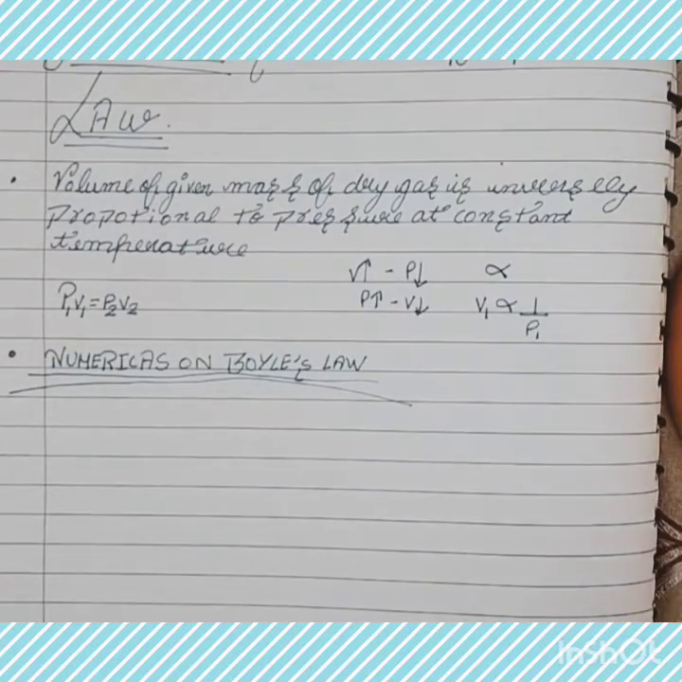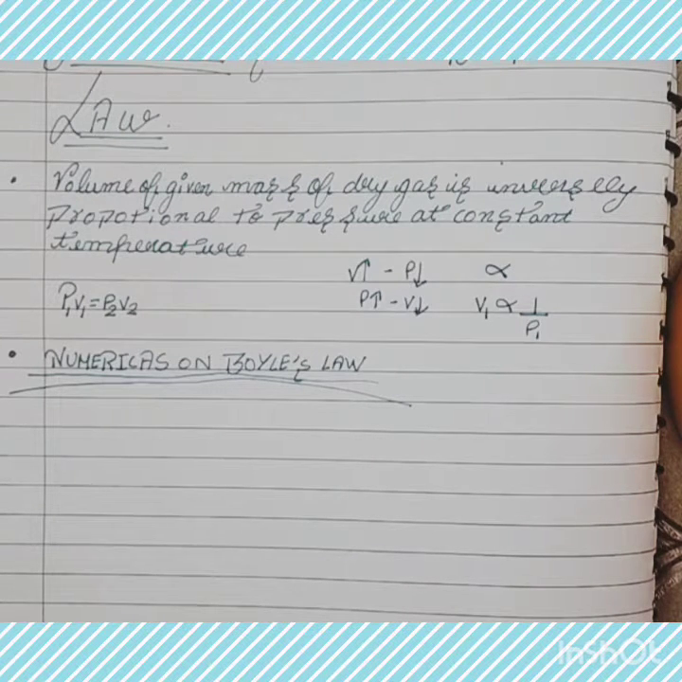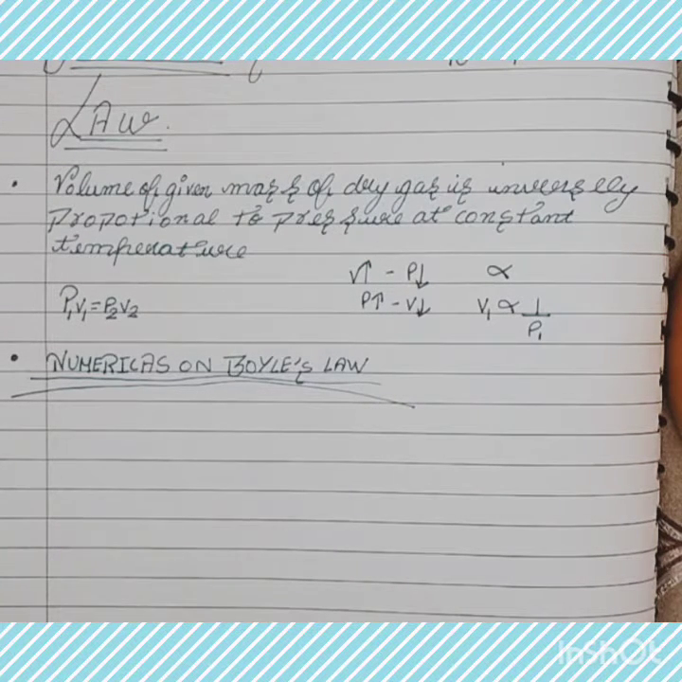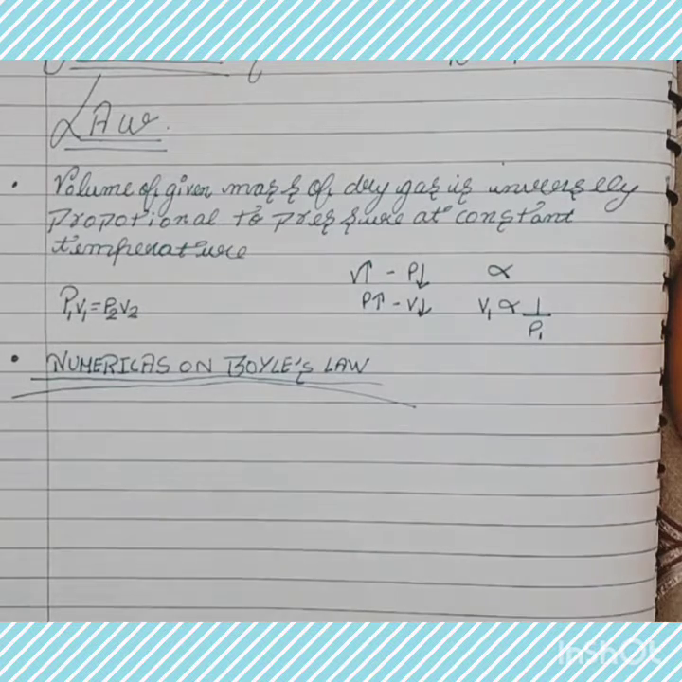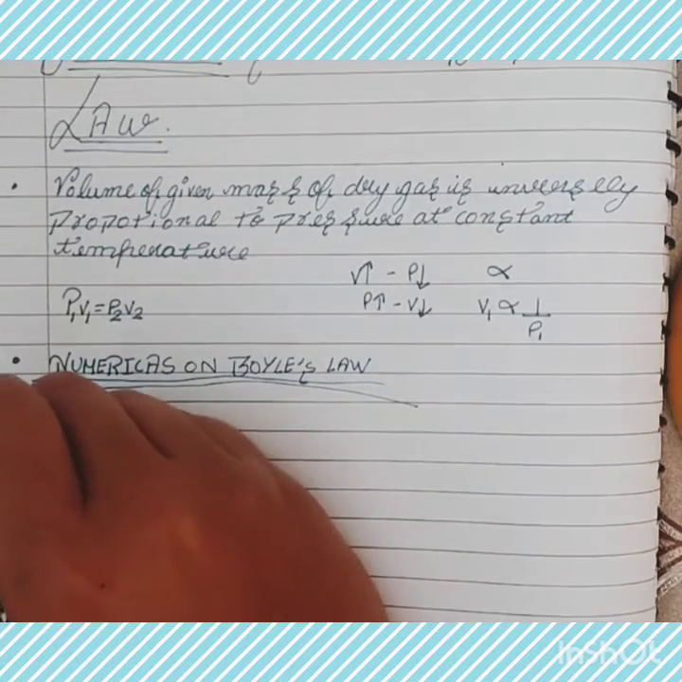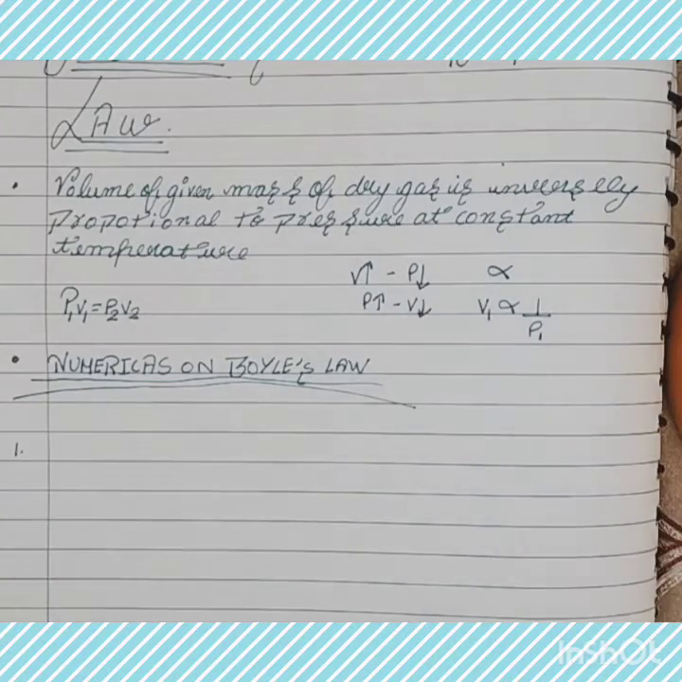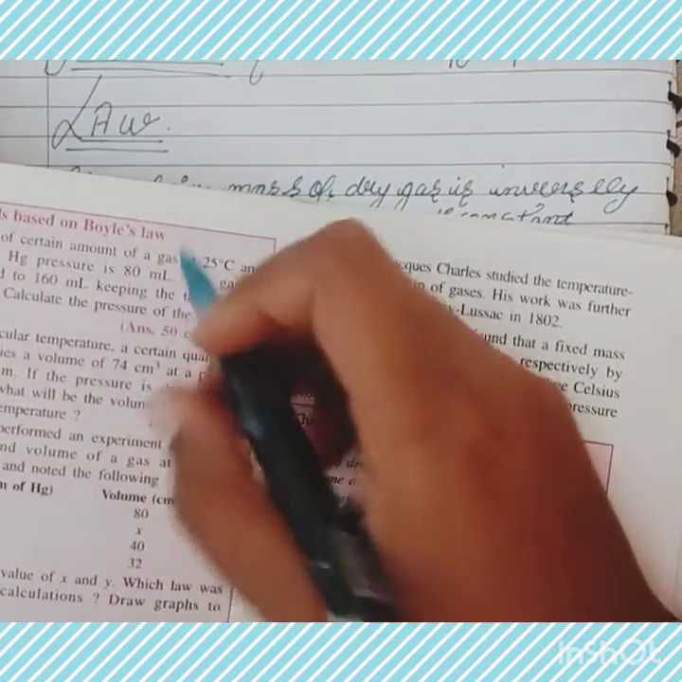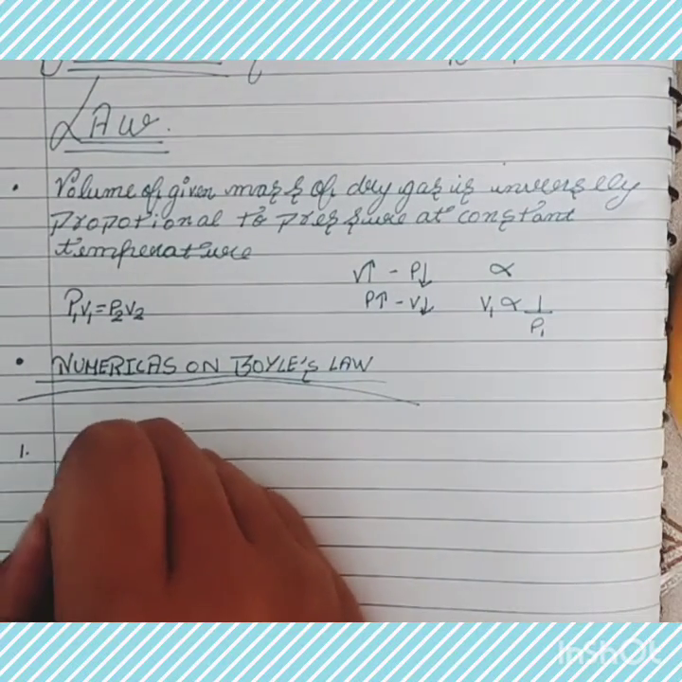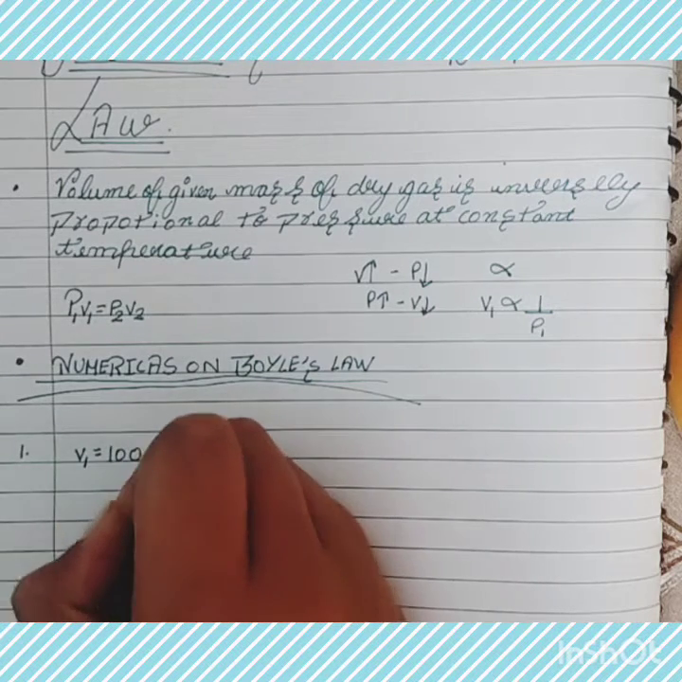So first numerical on page number 119: volume of certain amount of gas at 25 degrees Celsius and 100 centimeter Hg pressure is 80 ml. The gas is expanded to 160 ml, keeping the temperature constant. Calculate the pressure of expanded gas. So in this first numerical, ignore that 25 degrees Celsius. So our volume is 100 centimeter. So we'll write over here V1. V1 equals 100 centimeter.